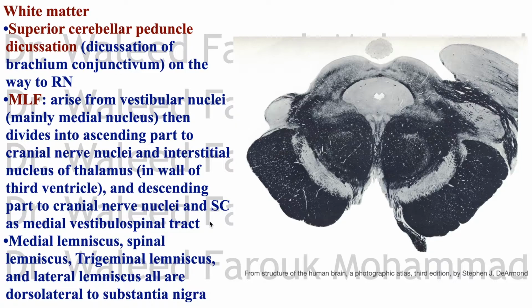The medial lemniscus carries fine touch and proprioception. The spinal lemniscus carries crude touch and temperature sensation. The trigeminal lemniscus carries sensations from the head, and the lateral lemniscus is in the auditory pathway. All are dorsolateral to the substantia nigra. You will find them all here in this area: the medial lemniscus, spinal lemniscus, trigeminal lemniscus, and the lateral lemniscus.